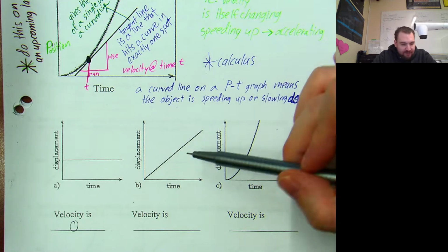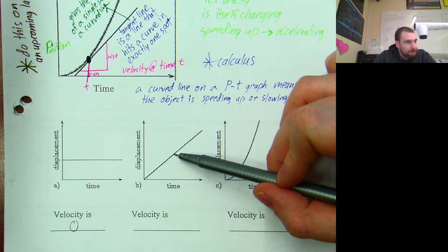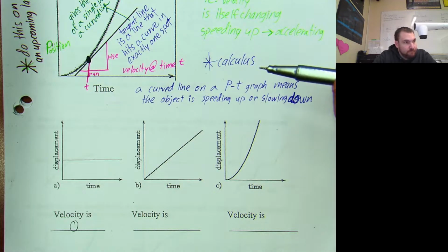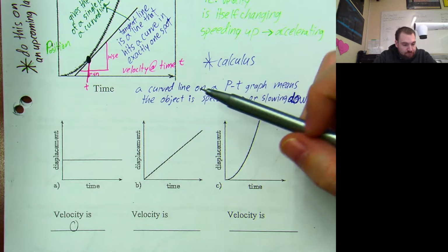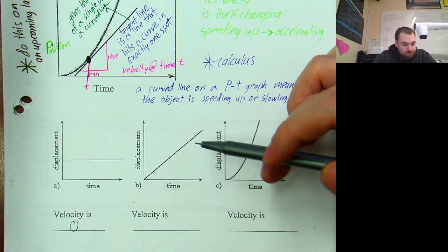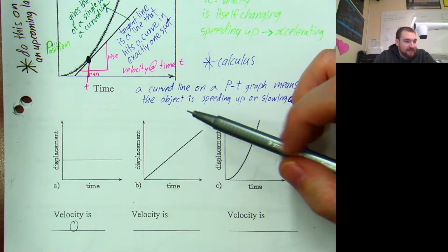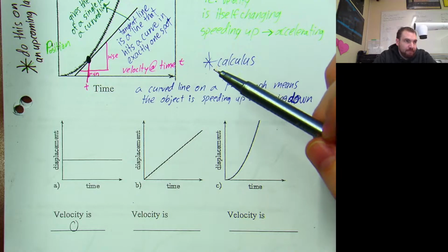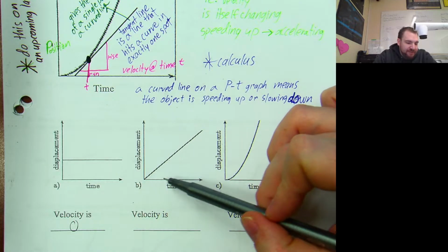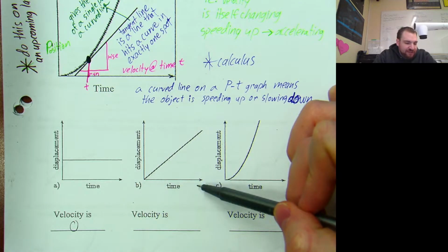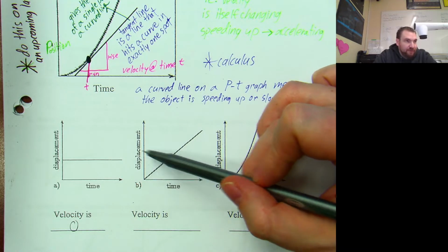Cool. What can you tell me about the velocity here? Well, you don't know what the scale is. You can't tell me that it's even until I give you a scale. This could be 10 seconds, 20 seconds, 30 seconds, 40 seconds, and this displacement could be 1 meter, 2 meters, 3 meters, 4 meters, 5 meters.